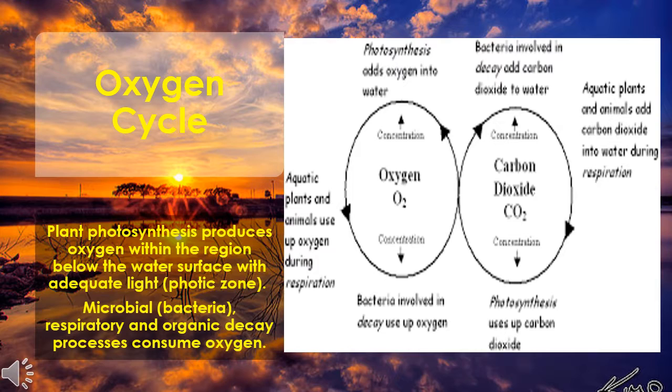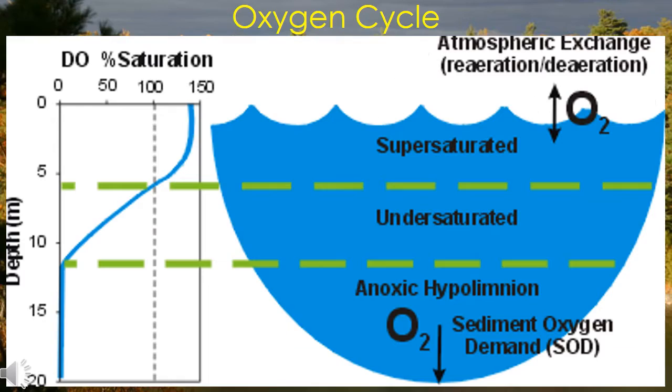The oxygen cycle. Plant photosynthesis produces oxygen within the region below the water surface with adequate light. This is called the photic zone. Microbial, respiratory, and organic decay processes consume oxygen. To the right, you can see a diagram that shows the relationship between oxygen and carbon dioxide through the processes of photosynthesis and respiration.